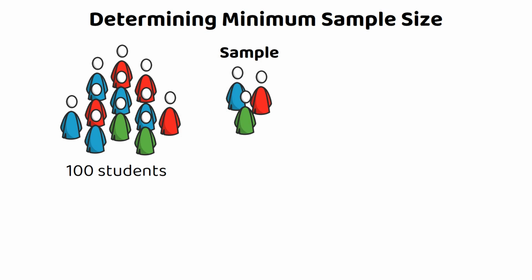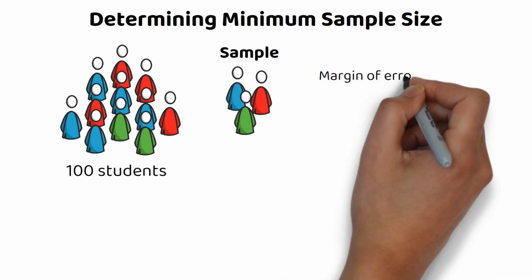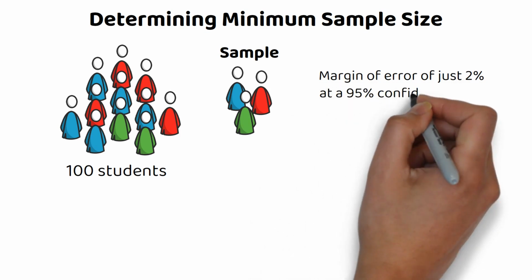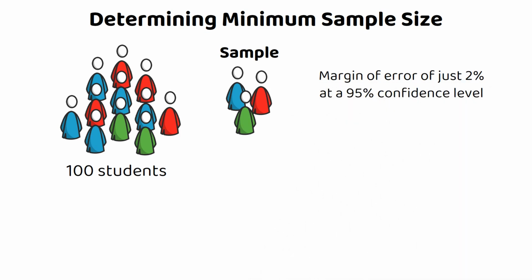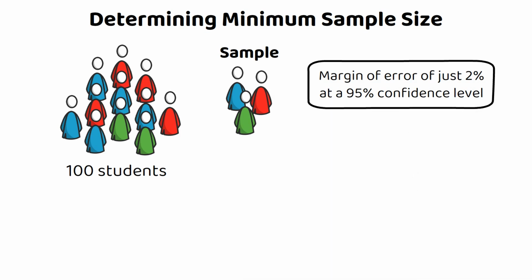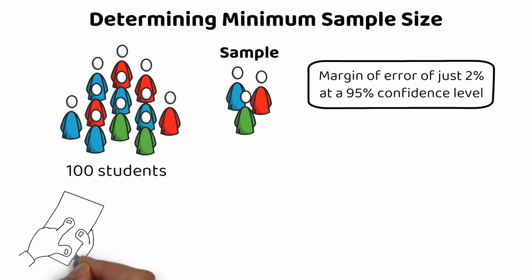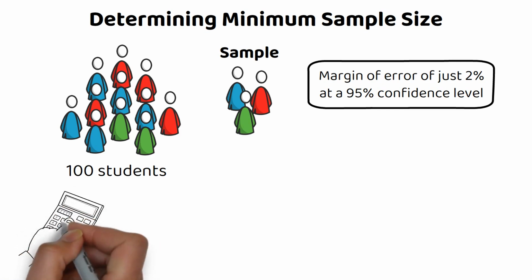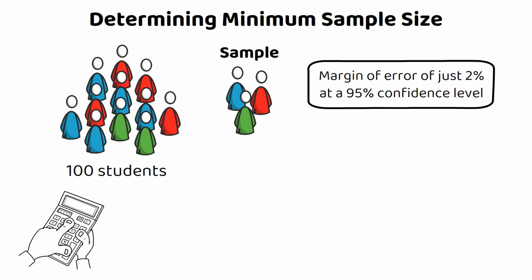Example: if you wanted to estimate the proportion of students who prefer online classes with a margin of error of just 2% at a 95% confidence level, there's a specific sample size that meets this criteria. You'd calculate it using formulas tailored for either means or proportions. Let's look at a couple of examples.